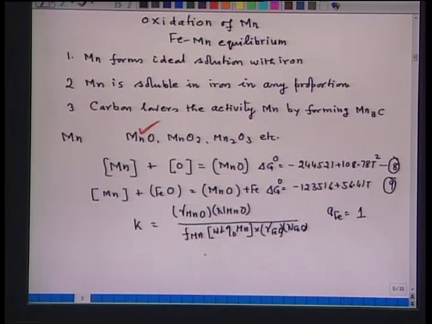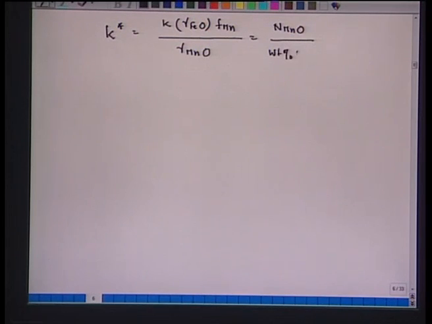Now, what we can do is group all the terms which correspond to the activity coefficient of an element, and then we write down the value as K star, that is equal to K gamma FeO F Mn upon gamma MnO. That will be equal to N MnO upon weight% Mn into N FeO, and let us call this equation number 11.